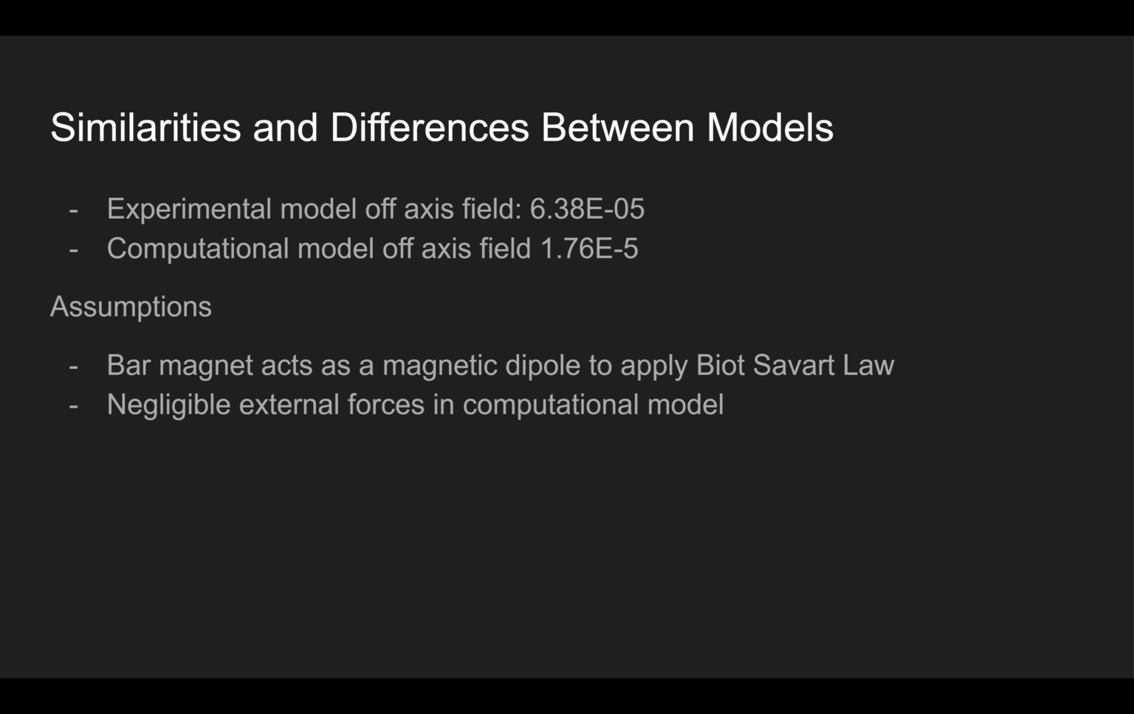Here are some similarities and differences between the models. The experimental model off-axis field is 6.38e-5, and the computational model off-axis field is 1.76e-5. Some assumptions are that the bar magnet acts as a magnetic dipole to apply the Biot-Savart law, and negligible external forces in the computational model.